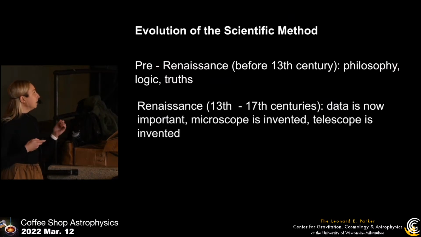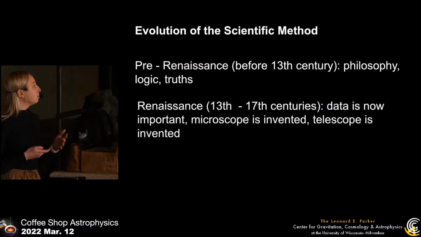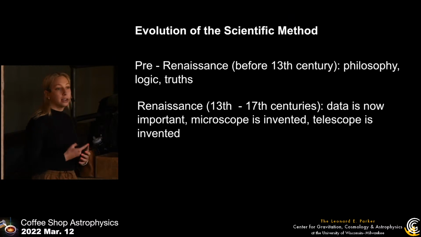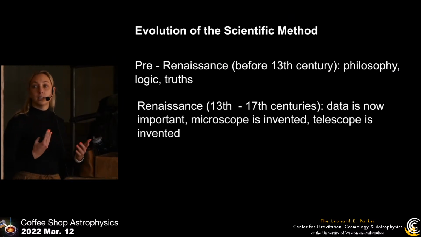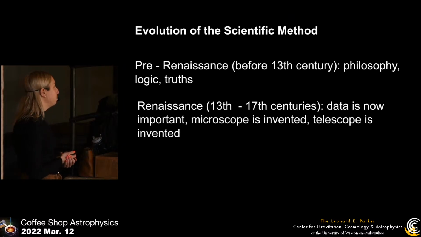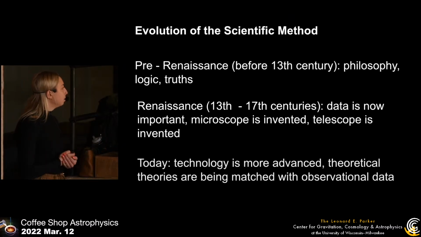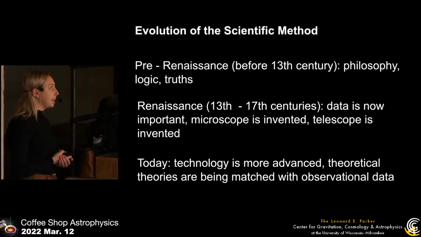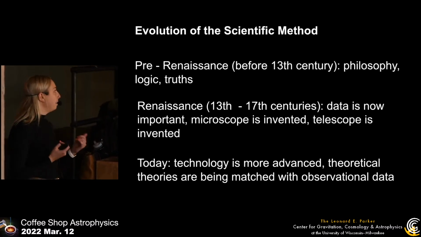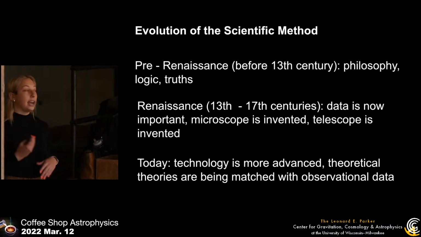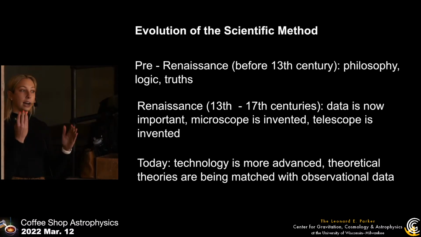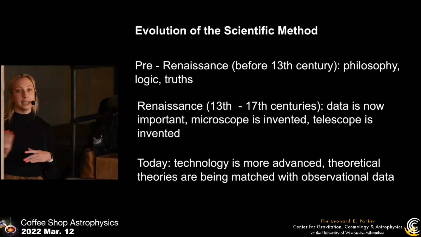Good thing we evolved from there. So starting in the Renaissance times, we started to collect data. It became more important. The microscope was invented and the telescope was invented. So the movement towards getting actual data started becoming bigger. And then where we're at today is our technology is more advanced. So the method is the same steps, but now with advanced technology, we can get more data, and we're better at confirming or denying theoretical theories and matching them with actual observational data. So we're more on the step of advanced techniques and technology.